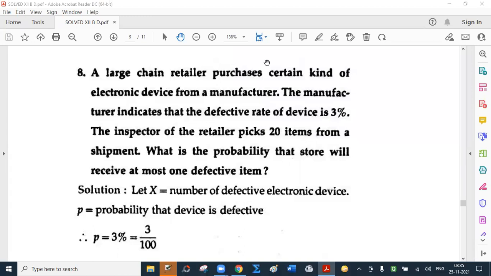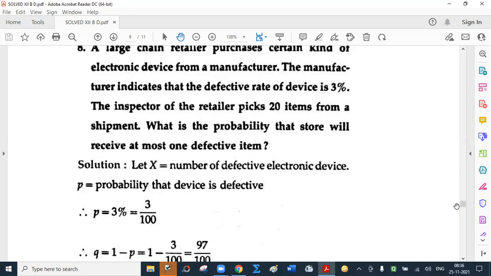Now sum number 8. A large chain retailer purchases a certain kind of electronic device from a manufacturer. The manufacturer indicates that the defective rate of the device is 3%. The inspector of the retailer picks 20 items from a shipment. What is the probability that the store will receive at the most one defective? At the most one means not a single defective or one defective item.